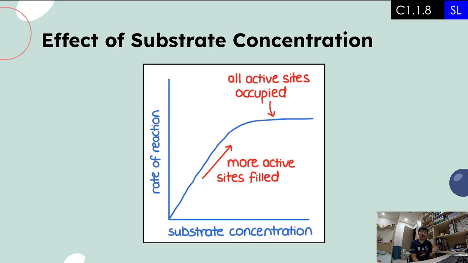So this is the graph that will occur showing the relation of the rate of reaction to substrate concentration. You can see it will gradually reach a ceiling as all the active sites are occupied. But before that, the increase in substrate concentration will increase the rate of reaction because it will increase the opportunities for collisions and for these enzymes to react with the substrate.